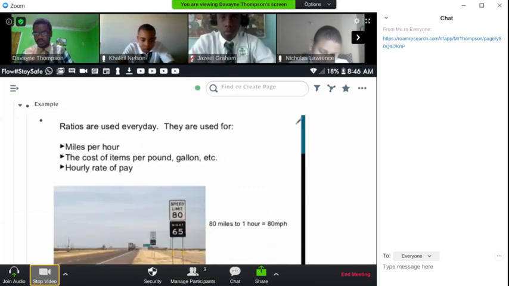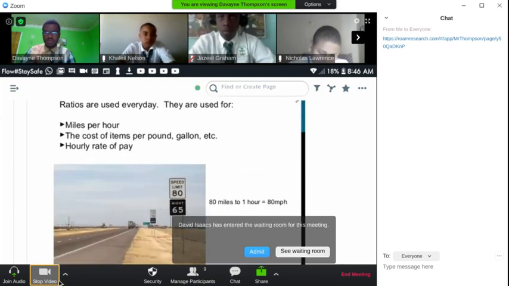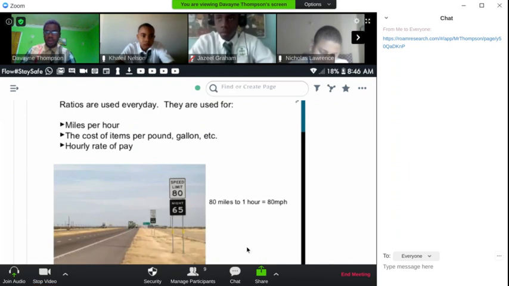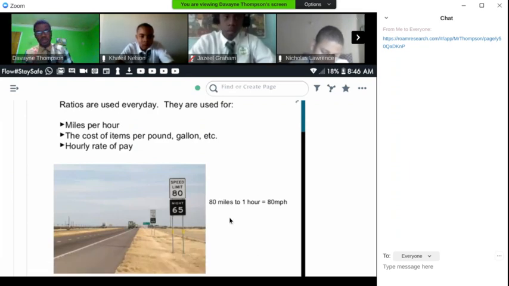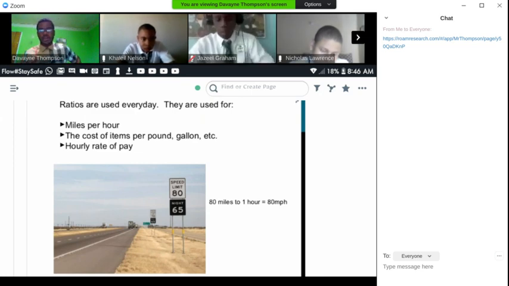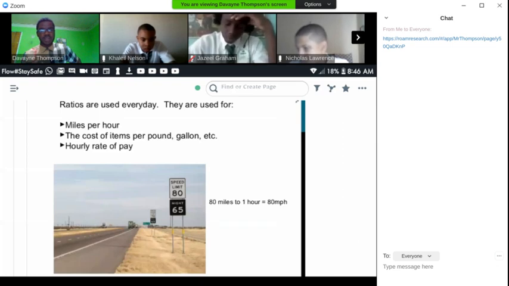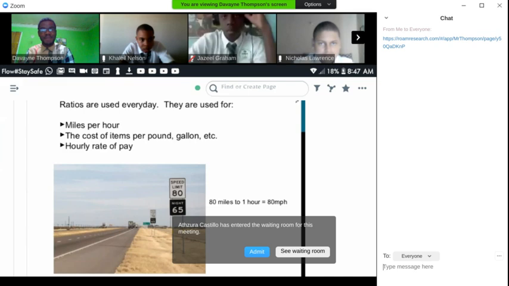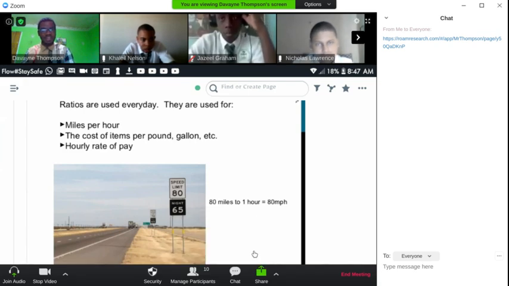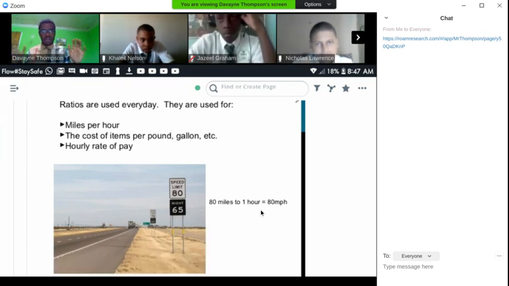So here's an example. Ratios are used every day. They are used for cars when you're driving, miles per hour. They are used when you're buying an item in a store. So if your parent ever went to the store and saw produce that's sold per gallon or per pound, that's a ratio. And for example, my job, I get paid by a ratio. I get paid hourly, right? So ratios are around us everywhere you go.